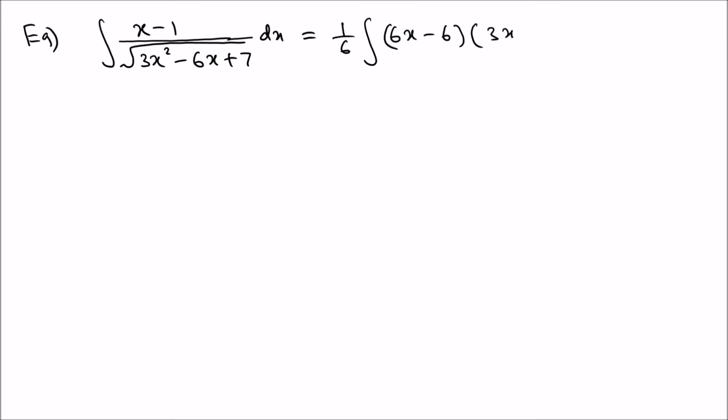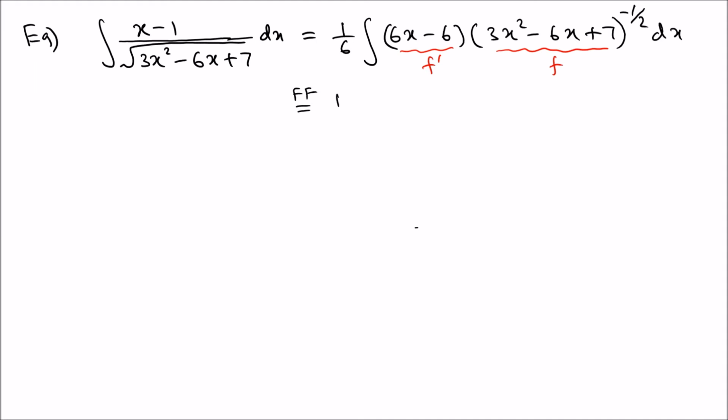So this is 3x squared minus 6x plus 7 to the negative 1/2, because it's a square root, dx. Now you can see this is just the four formula trick number 1. So you have a function, and you can see the derivative. There's a function, and this is simply the derivative of that function.